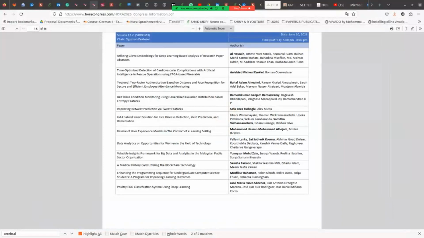The title of the paper is Drug-Target Interaction Prediction Using Convolutional Neural Network. Are the authors here? I guess they are not here. Let's move on with the next paper.